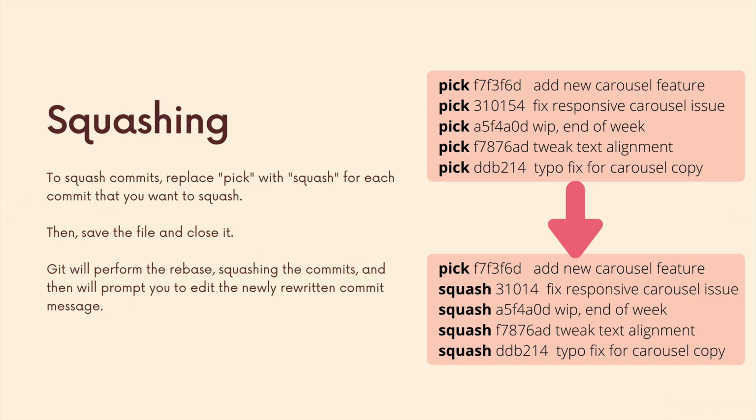So for us, we're focusing on squashing. The way the squash command works is that wherever we replace pick with squash, all of those commits will be combined together into the most recent commit that's not being squashed, which would be this one here. So they all get squashed up into this one, F7F, add new carousel feature. Once we save this file and close it, Git will execute that, and then your editor opens back up with a new commit message that you can go and edit.